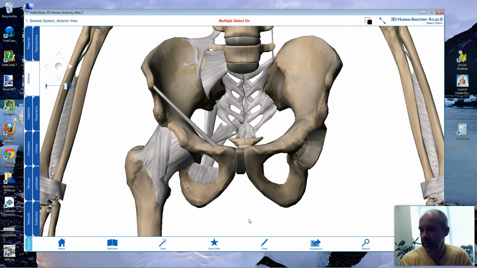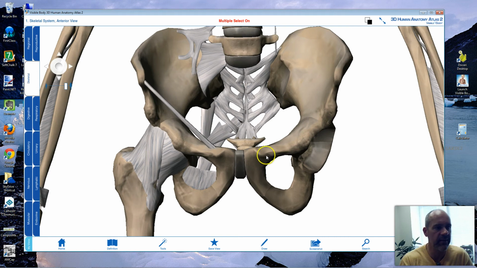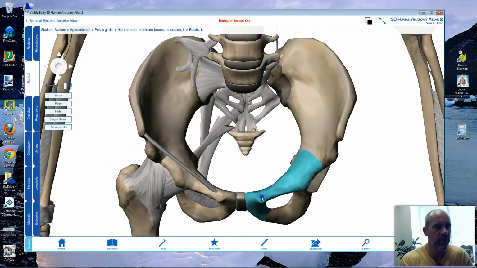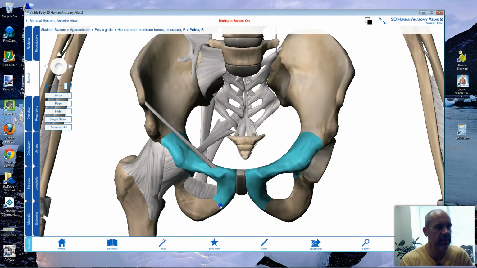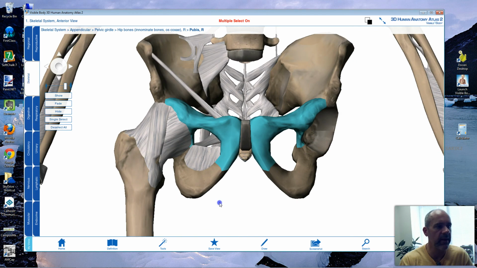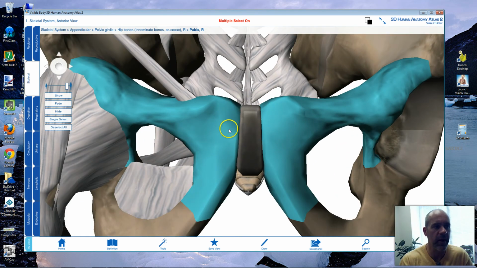All right, another feature here, the pubic symphysis. So that's the pubis portion of the os coxa on the left, and there it is over there on the right. And then right in here in the center, you've got this little gray padding there, and that is called the pubic symphysis.